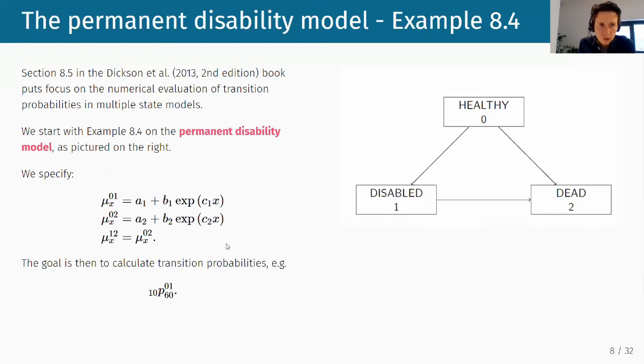We remember from the exercise in the book that the whole idea is, at first, to be able to calculate transition probabilities. For instance, what is the probability for a 60-year-old to make the transition from 0 to 1, from the healthy state to the disabled state, in a period of 10 years from now? How would we do that? First of all, I'm going to write down the theoretical expression for this transition probability. That's going to be very fast because we already spent time on explaining that setup. Then we're going to switch to R and actually do the numerical calculation ourselves.